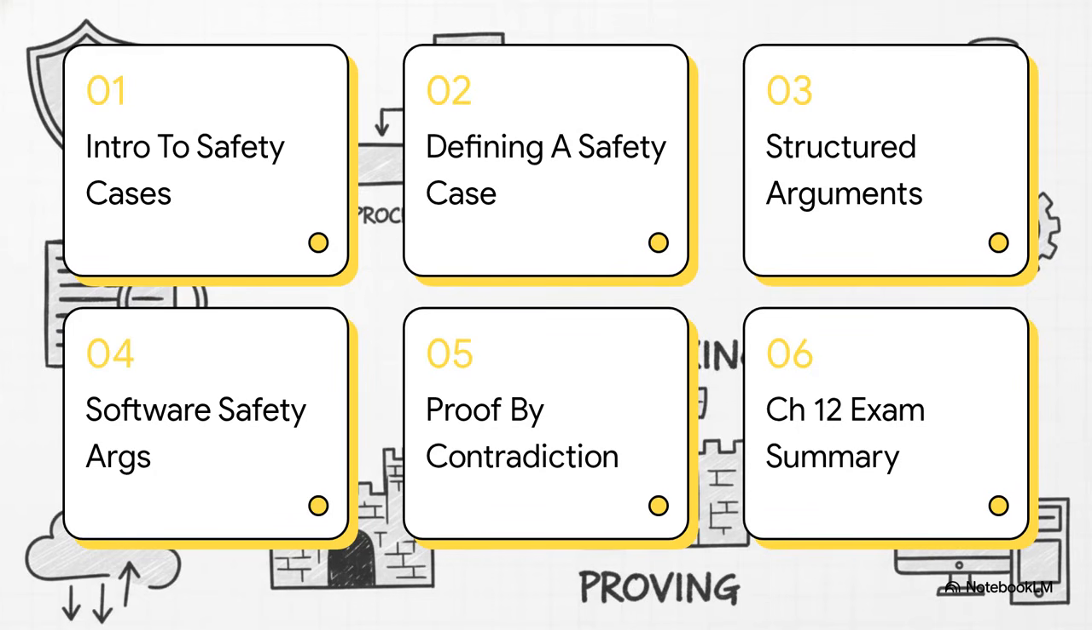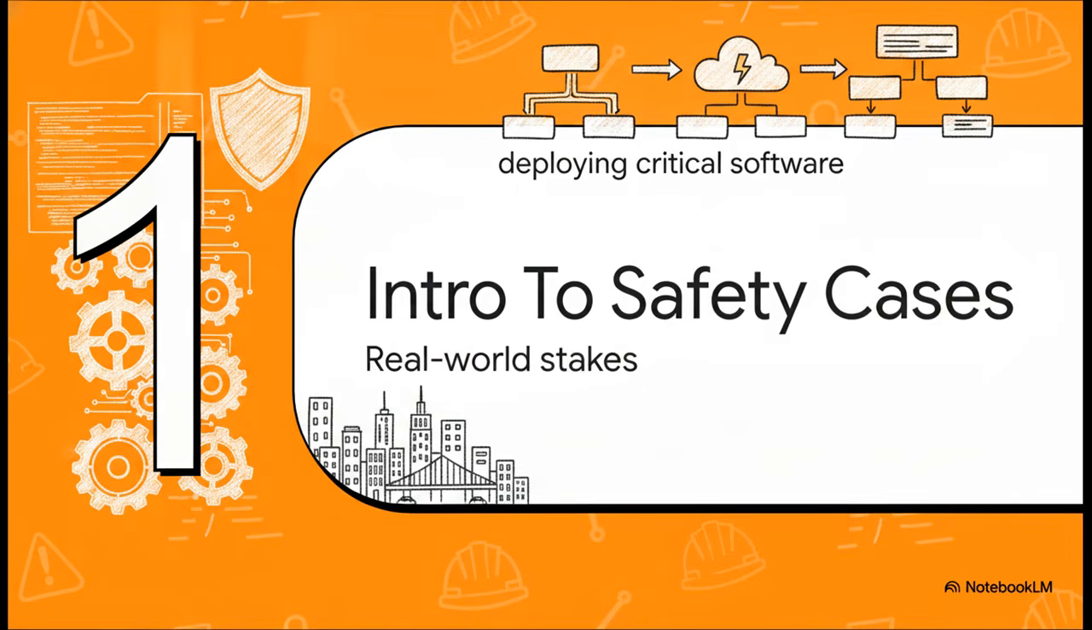Here's our quick roadmap for the session. We'll start with an introduction to safety cases, define them, look at building a structured argument, and dive into software safety arguments. Then we'll tackle proof by contradiction, and finally, wrap the whole thing up with a Chapter 12 exam summary. All right, Section 1, Introduction to Safety Cases.